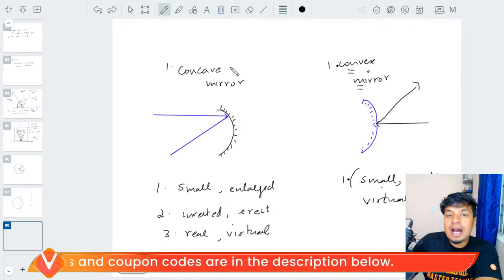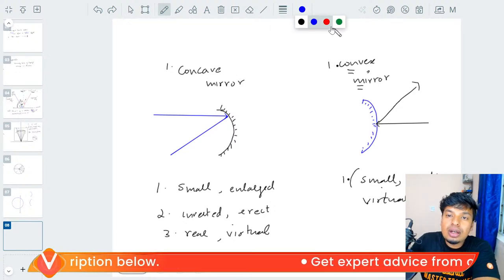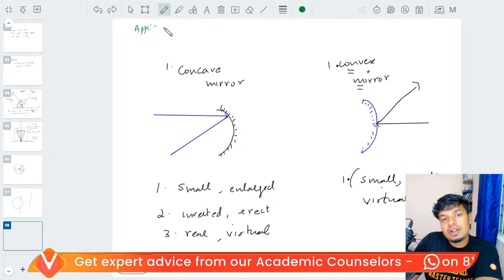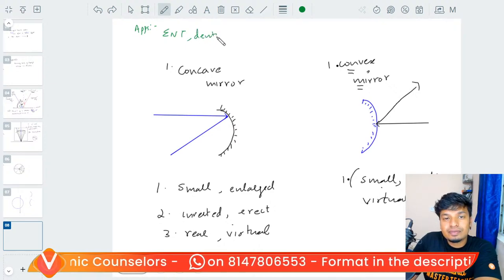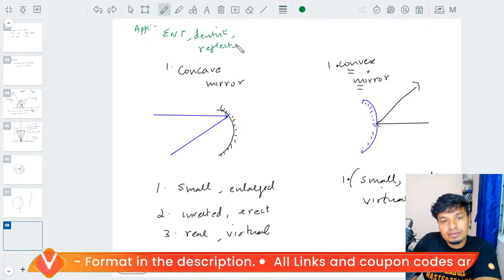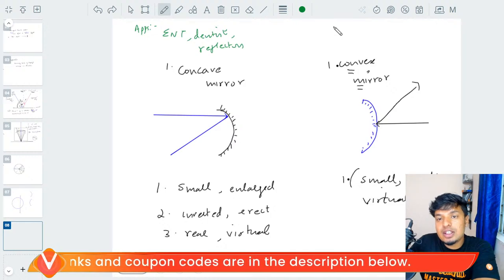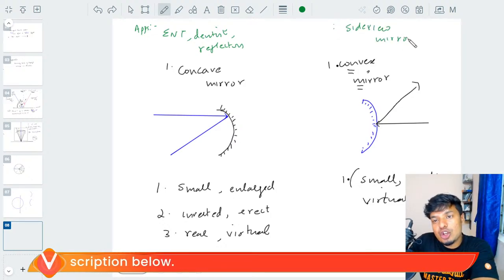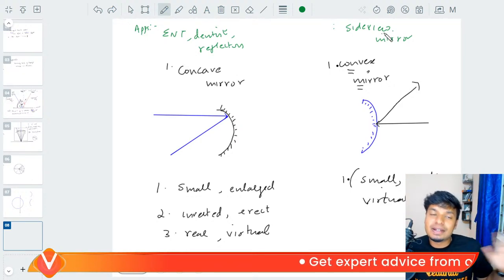Okay, now applications of concave mirror. Where all do you use concave mirror? Concave mirror is used by, I'll write it here, okay? Applications. It is used by ENT doctors. Used by dentists, used as reflectors in the torchlight, in the headlight, everywhere. Whereas convex mirror is used as a side view mirror in your vehicles. Understood, guys? This is all about spherical mirrors.